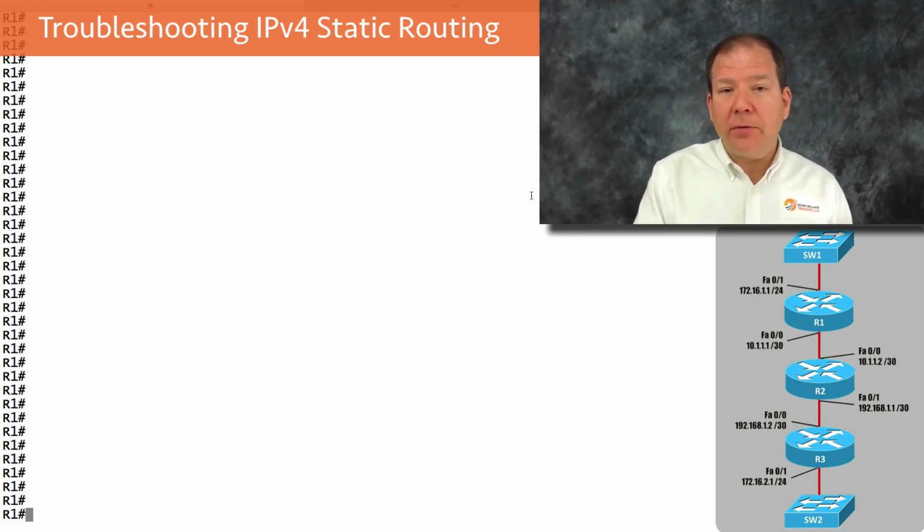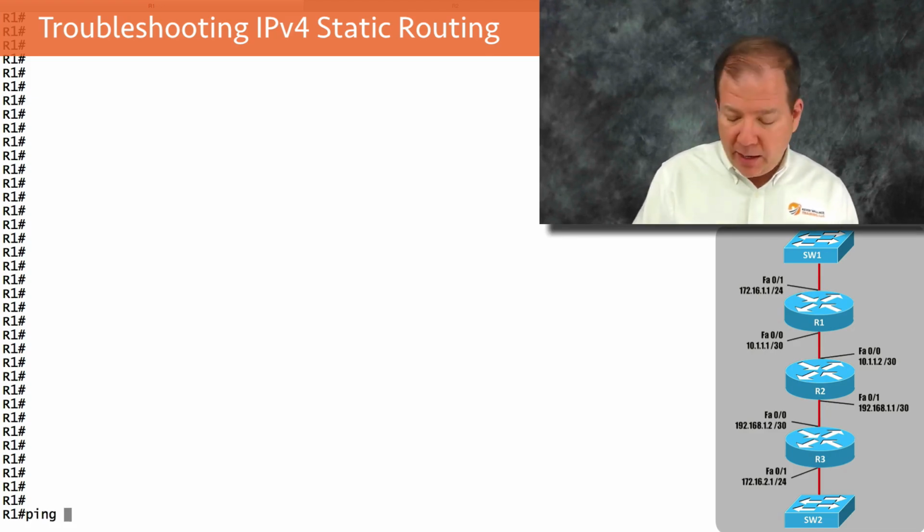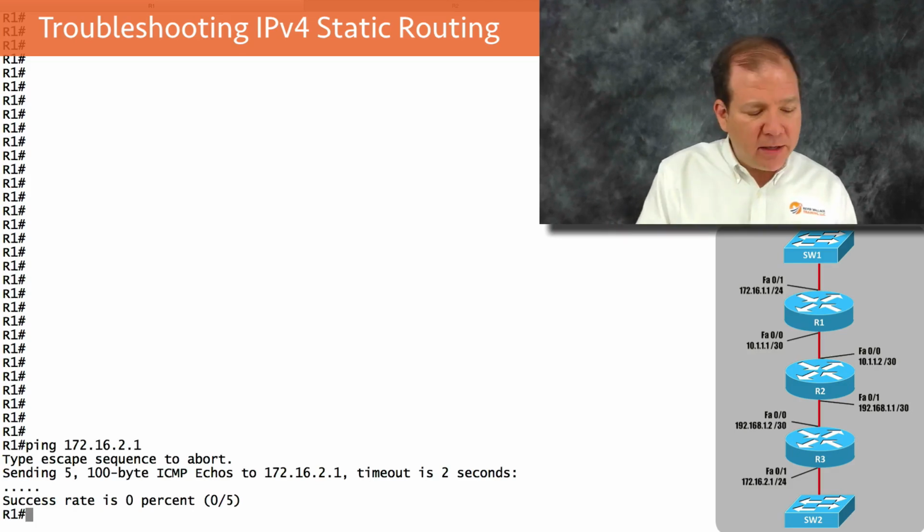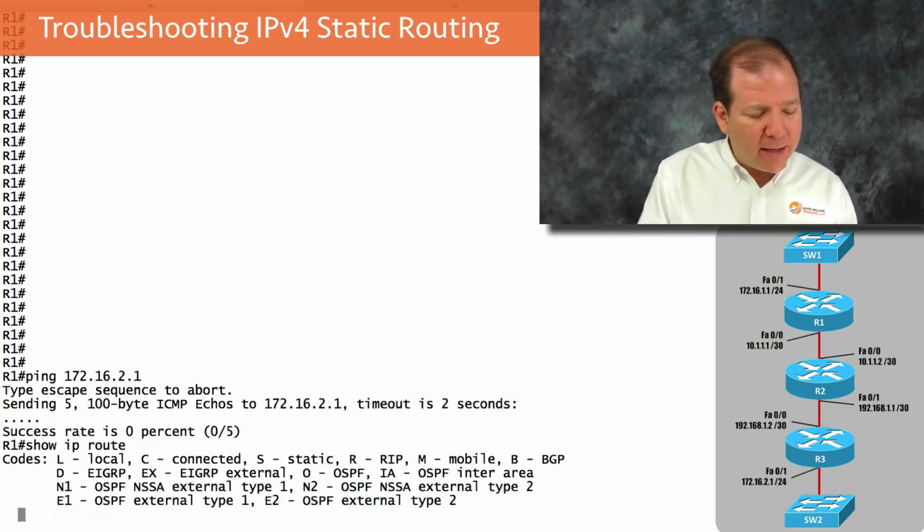In this topology on screen, let's see if we can get from R1 to the Fast Ethernet 0/1 interface off of R3. Can I ping 172.16.2.1? It's not looking good so far. Let's give it a moment. No, we are failing. And as part of our troubleshooting, we might ask, do I have a route to get to that destination? Let's do a show IP route command.